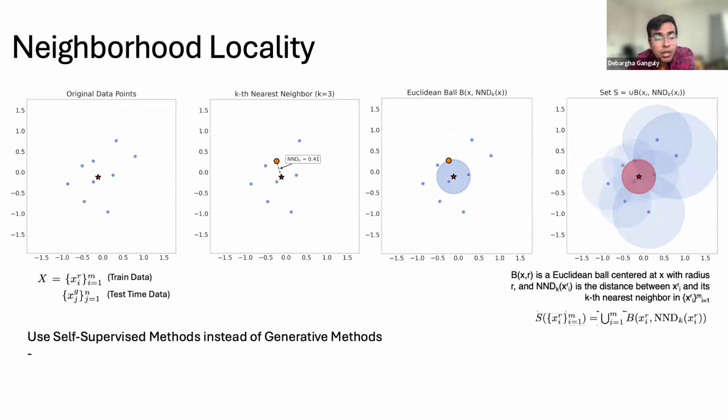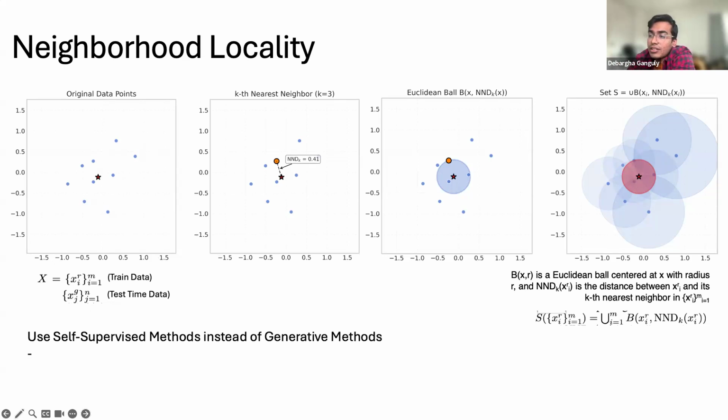So in Forte, what we do is we use self-supervised methods instead of generative methods. So we look at DINOv2, CLIP, and ViT-MSN kind of metrics. These are self-supervised learning methods. These are very commonly used. And I'm going to explain Forte to you from a very geometric standpoint, right? So you have your training data, which is X_i, right? And your test time data is X_j, let's say, right?